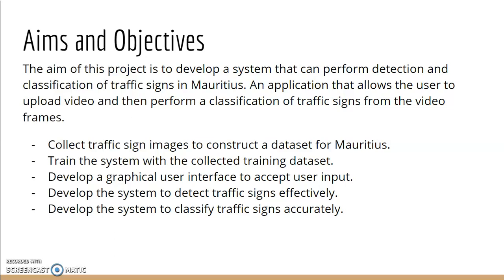The objectives were to collect traffic sign images to construct a local dataset for traffic signs, train the system with the images gathered, develop a graphical user interface to accept user input, develop a system to detect traffic signs effectively and classify traffic signs accurately, and also to evaluate the performance of the system using different scenarios.